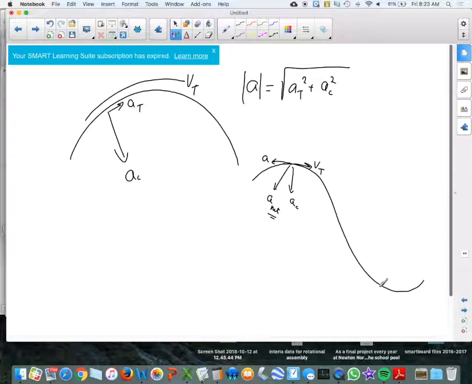And conversely, if I am still moving in that direction and I am now speeding up, what direction would my net acceleration be in? Up and to the right. So it'd be a combination of this vector and this vector. My net acceleration would be in that direction. Cool.